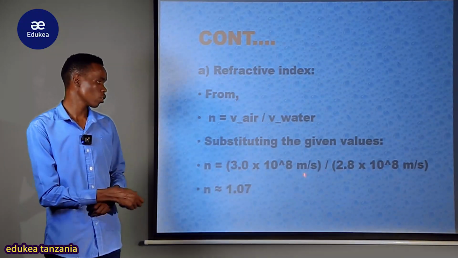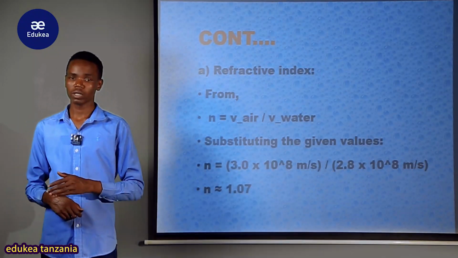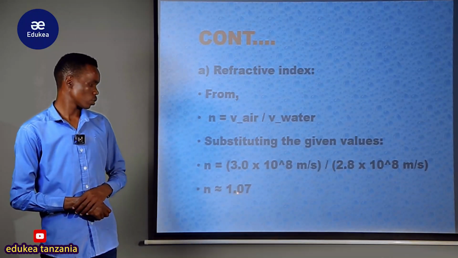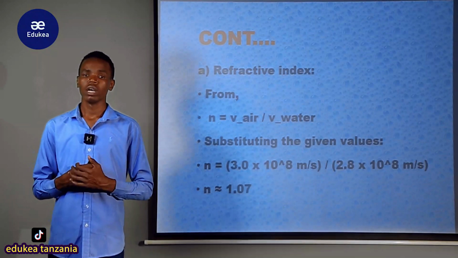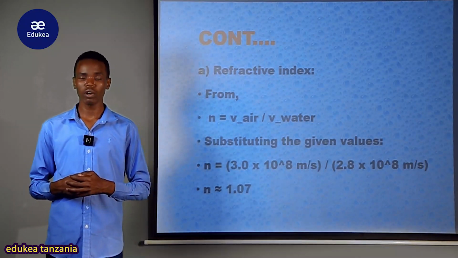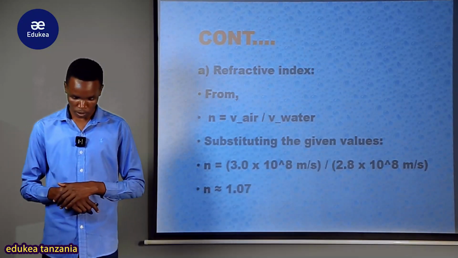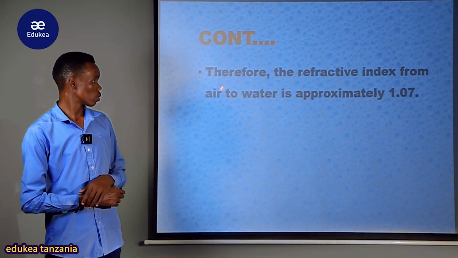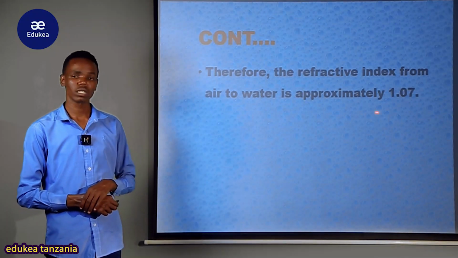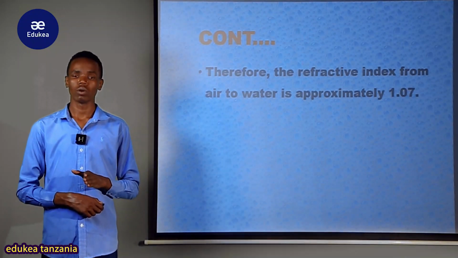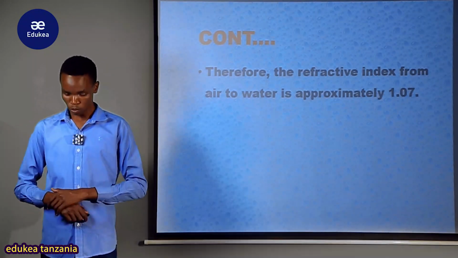As you see here, at the top and at the bottom we have meters per second, so you can cancel them out and you will get the refractive index equal to 1.07. As we know, the refractive index does not have an SI unit. So you write that the refractive index equals 1.07, and you conclude by saying that therefore the refractive index from air to water is approximately 1.07.